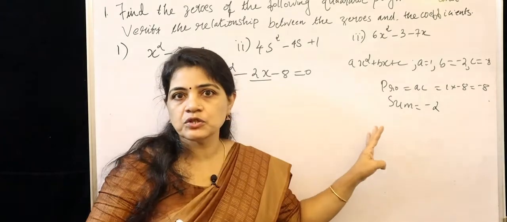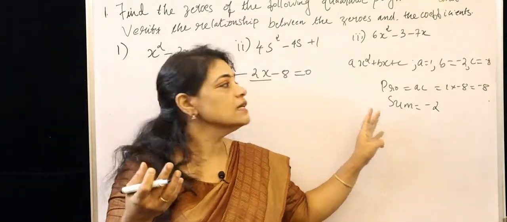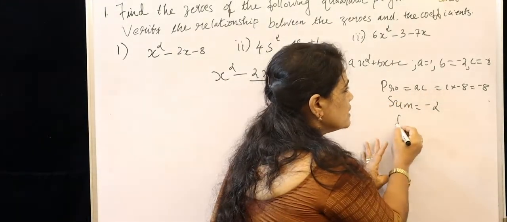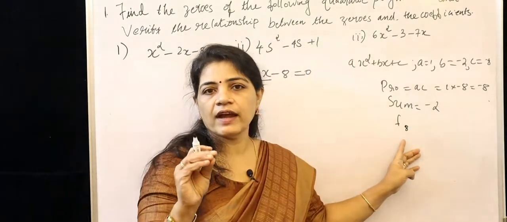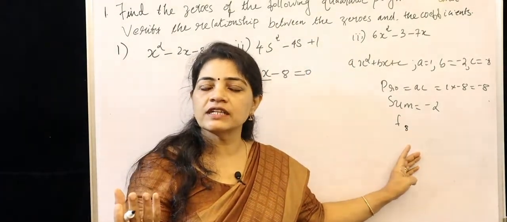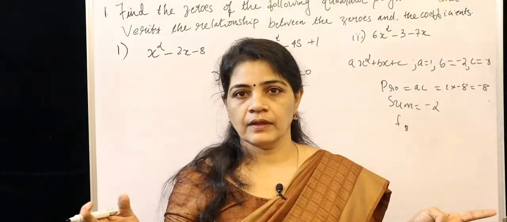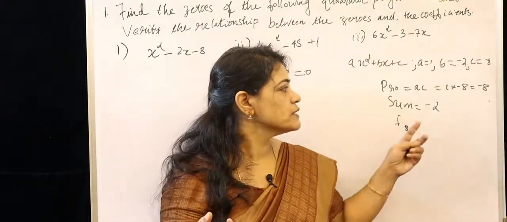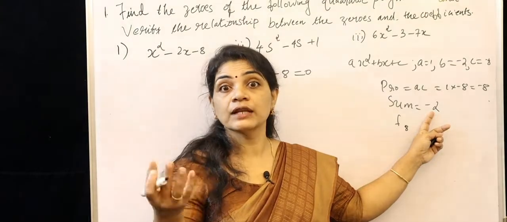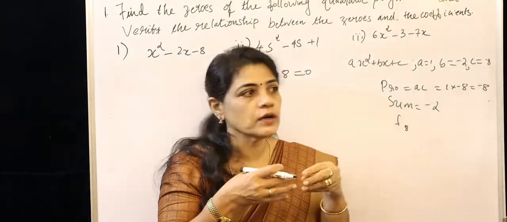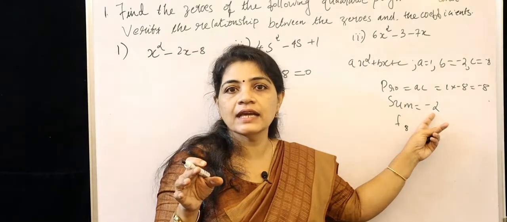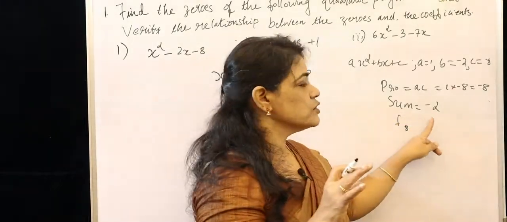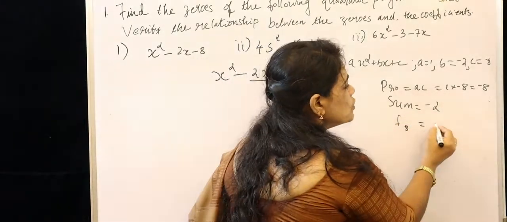In order to get these two, what can be the factors of the product we got after multiplying a with c? You should consider the factors of 8. So the factors of 8 can be 1 and 8, 2 and 4, these are the factors. But which pair can be taken to satisfy this? If you add 1 and 8, you can't reach minus 2. So I am taking the factors of 8 as 2 and 4, then only you will reach the sum minus 2.